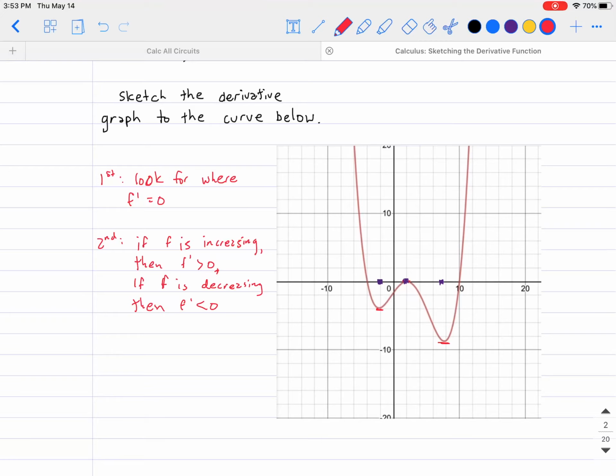Now, let's go ahead and take this in sections. First, I'm going to look at this part over here, everything to the left of x equals -1. You'll notice that portion of the graph of f is decreasing. So that tells me that the slope is going to be some negative number. Judging by how steep it is, the derivative is probably going to be a pretty steep value first. It's going to be a large negative number, but then it gets smaller and smaller and smaller.